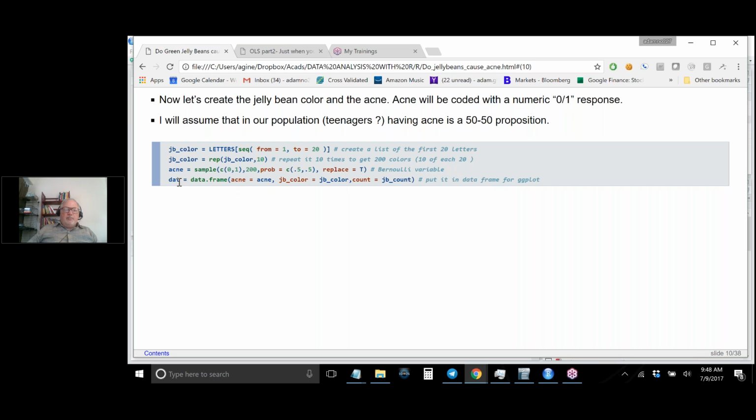And then I'm going to put all the data into a data frame. That's just useful. So I use the data frame command and I just tell it what the columns are. There's acne, which column, I'm going to take the acne variable and call it acne. I'm going to take the color variable and call it jelly bean color. And I'm going to take the count variable, how many jelly beans were eaten, and just call that count.